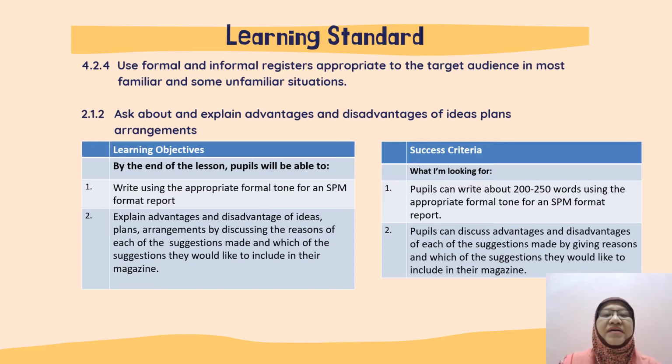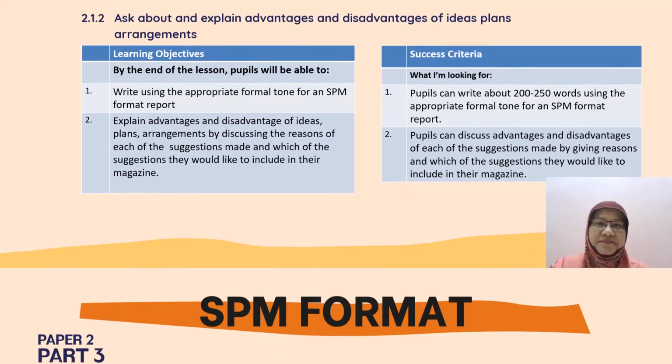And the success criteria. What I'm looking for are pupils can write about 200 to 250 words using the appropriate formal tone for an SPM format report. Pupils can discuss advantages and disadvantages of each of the suggestions made by giving reasons and which of the suggestions they would like to include in their magazine.